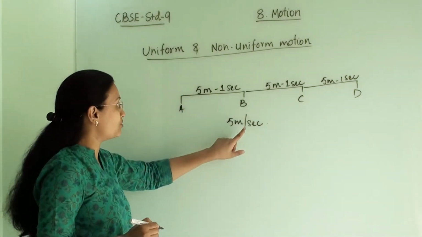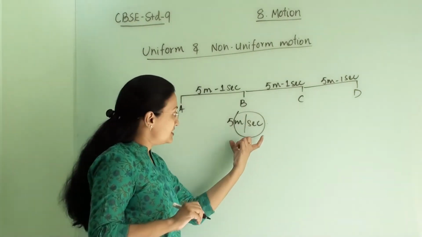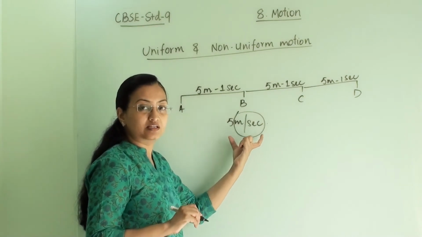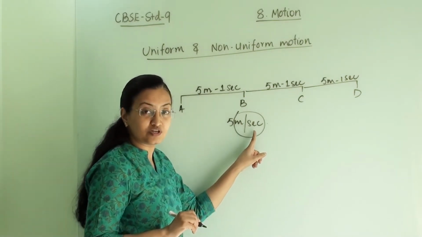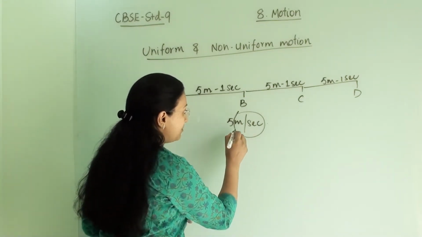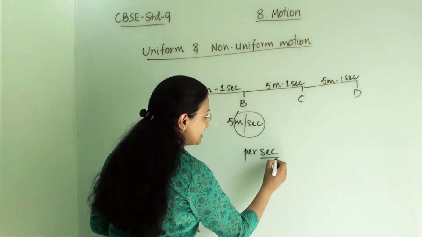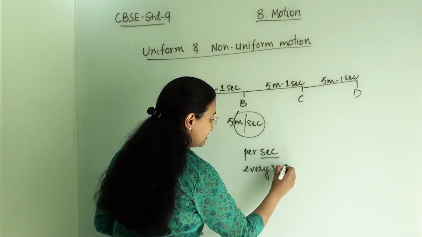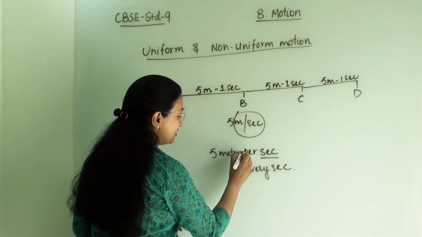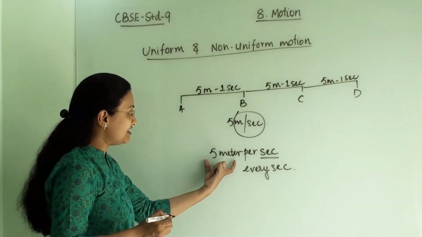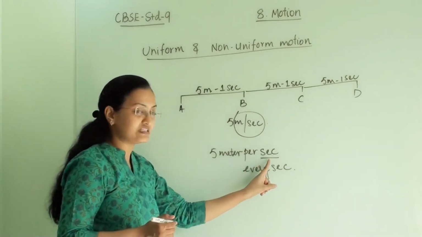In every second, that means it is per second. What is this? This is a unit of speed. That is how we are describing speed: this much distance has been covered in this much time. So here meter per second. Per second means every second. So when I am writing 5 meter per second, that means the object is covering 5 meters of distance every second.